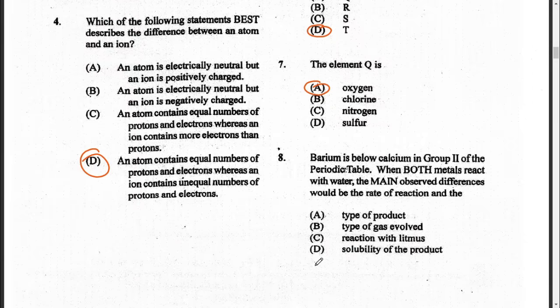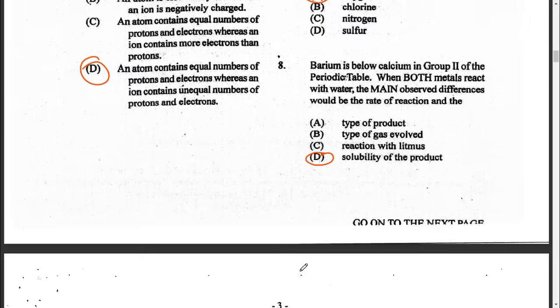Question 8. Barium is below calcium in group 2 of the periodic table. When both metals react with water, the main observed differences would be the rate of the reaction and the solubility of the product. Because as the atom gets larger, then it becomes more insoluble in water. Okay, so the solubility of the product would be one of the things that is observed.